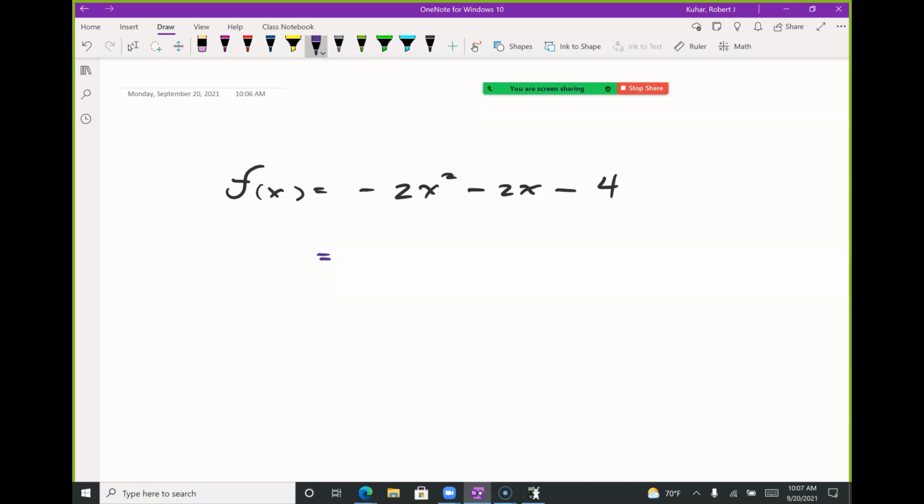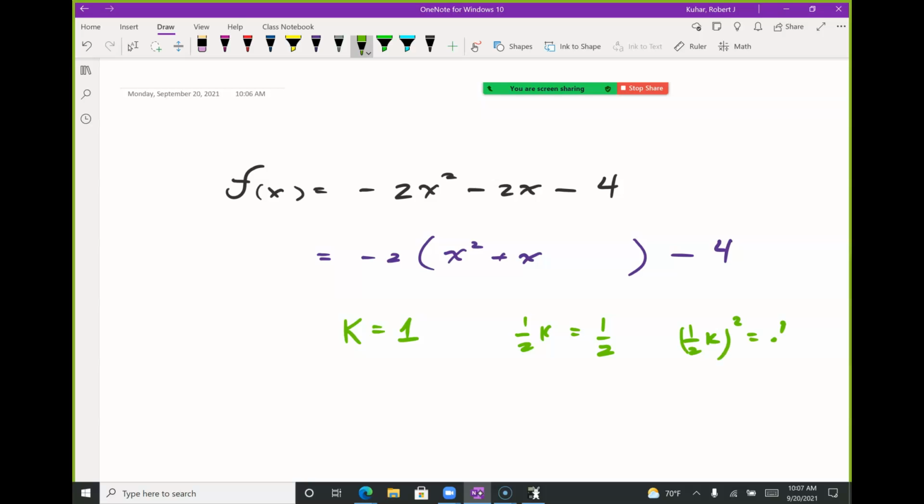All right, we're going to factor out a -2, and we're going to find the value of k. I get k as 1. Anybody agree with me? Good, so half of k is 1/2. And if I take that and square it, I get 1/4. So I'm going to add 1/4 on the inside, but you can actually see I'm getting a negative 1/2 there. So I have to add 1/2 to cancel it out.